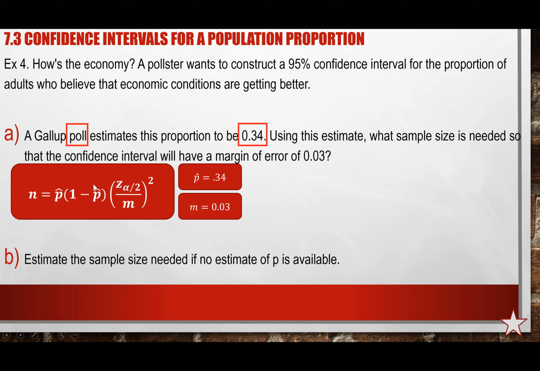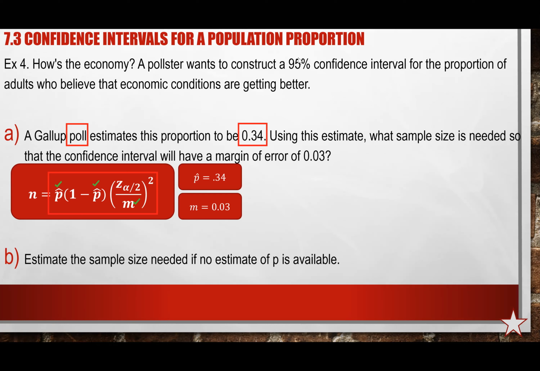Now, with this formula here, what are we missing? Well, we got the p hat, we have the M. The only thing we're missing is the z critical value. So reminder, the z critical value in terms of this thing here, what do they ask us to do?